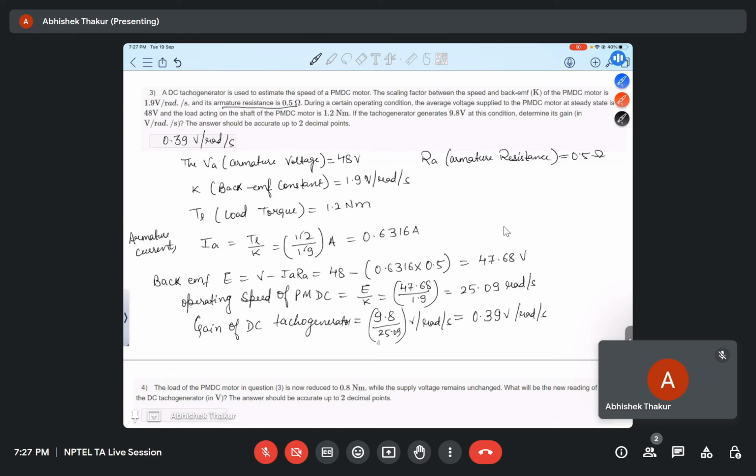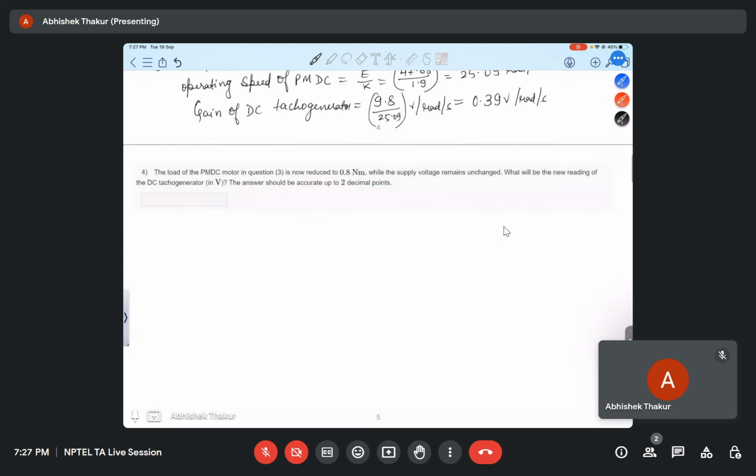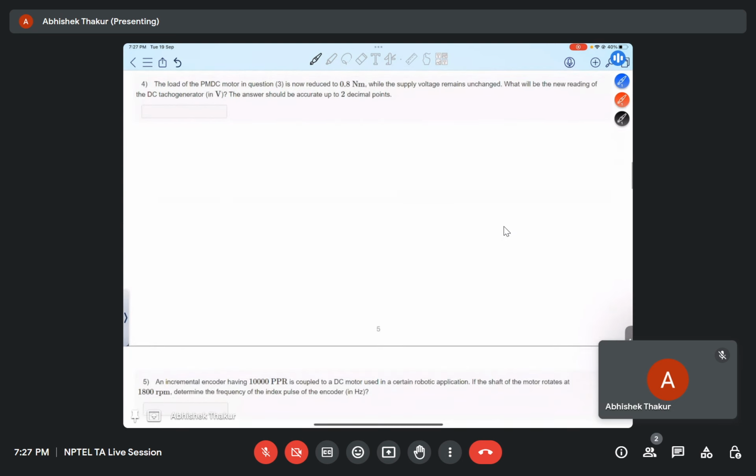So we'll see the next question now. The load of the PMDC motor in question 3 is now reduced to 0.8 Newton meter. So TL is equal to 0.8 Newton meter. While the supply voltage remains unchanged, what will be the new reading of the DC tacho generator in voltage?